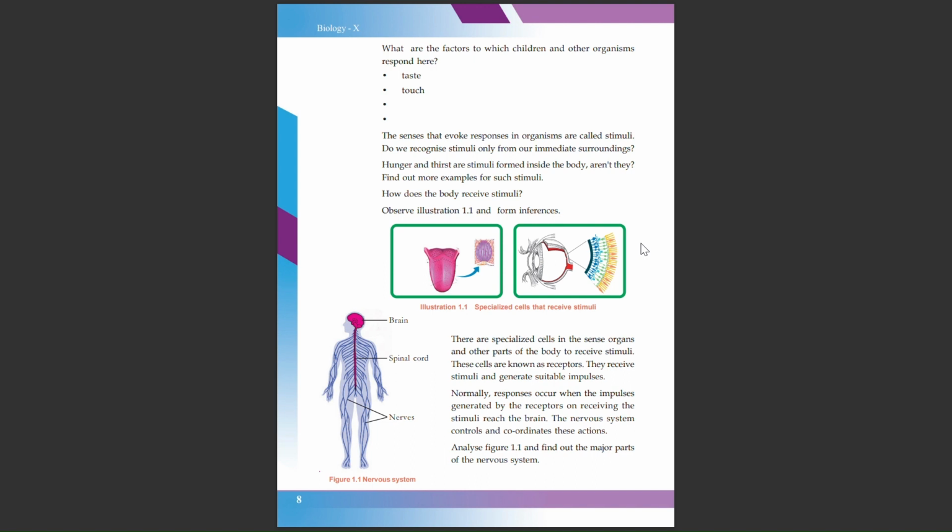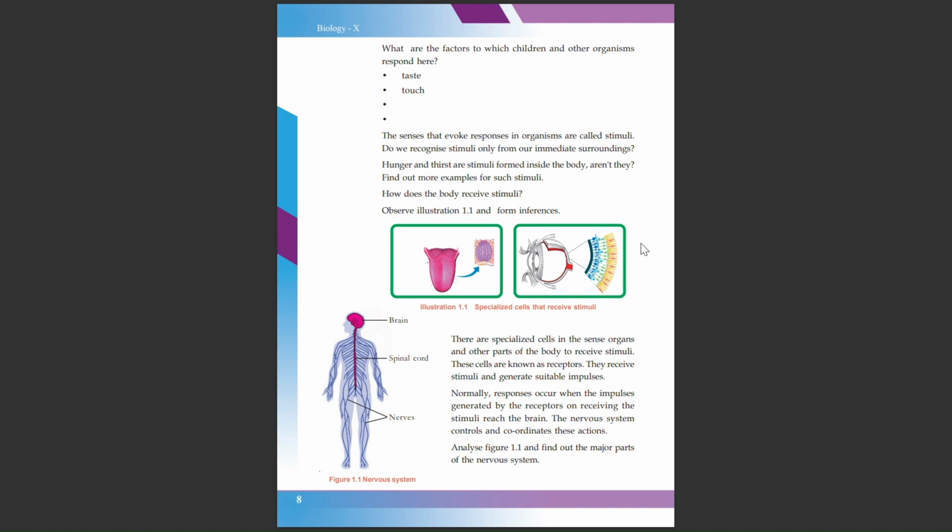The stimuli stimulate the receptors, and the receptors generate suitable impulses in your brain cells. Brain cells analyze it and give you a suitable response. If it is taste, it gives you the taste. If it is vision, it gives you vision. If it is smell, it gives you smell. There are different parts in the brain which analyze each and every activity, and it shows you the thing happening around you or on you.